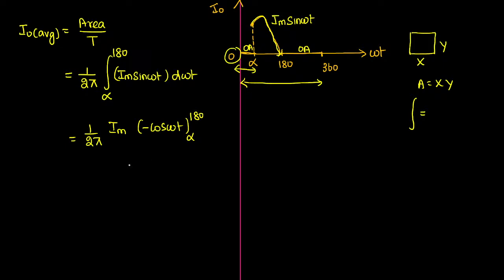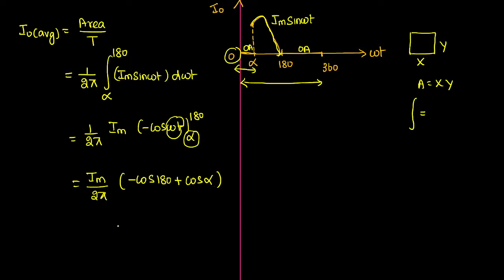Alpha to 180 degrees. Let's see what will happen. From this I can say Im upon 2 pi times minus cos of omega t. We did the integration with respect to omega t, so omega t will be replaced by 180 minus the lower limit. While substituting the lower limit, we must keep one minus. Already one more minus is there in the expression, so minus into minus will be plus, and I can say cos of alpha.